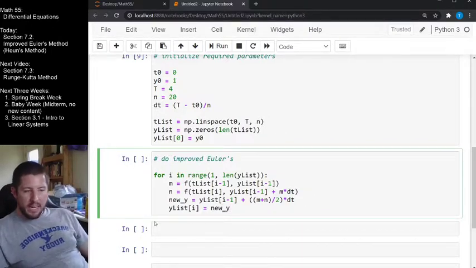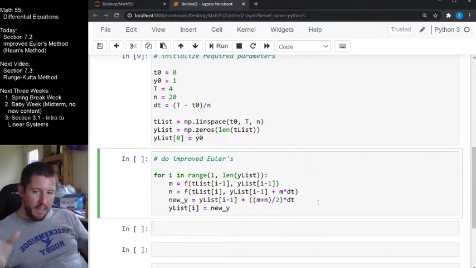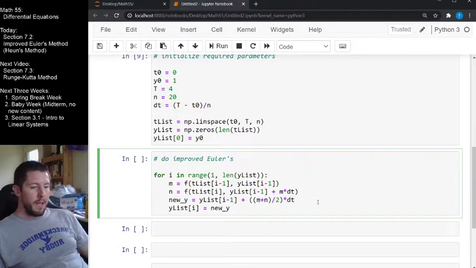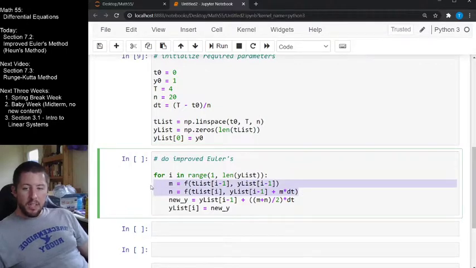Notice, technically speaking, you could have just done this as one line where y list i was sitting right there. Sometimes it's nicer for me to really break these out and define things as variables. It helps me with debugging if anything goes wrong. But here's our improved Euler's technique: find the current slope, estimate the next slope, average those two slopes, and use the average of those two slopes as our updating slope to get our new y location here.